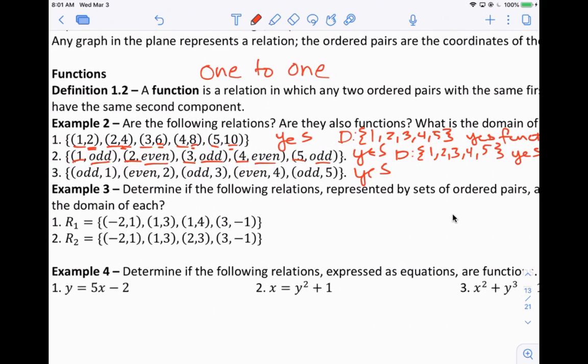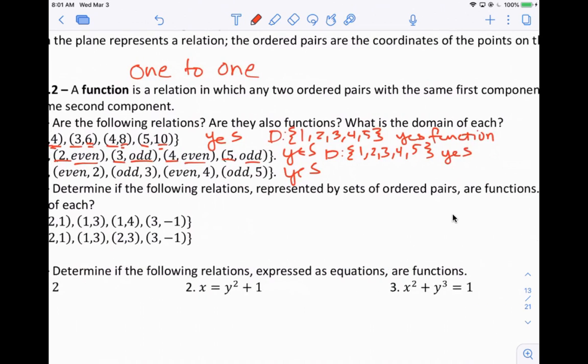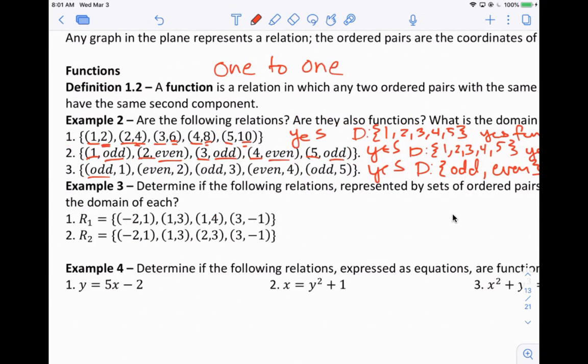All right, but if we were to reverse that, we get this relationship in number 3. The domain has changed now. The things we are inputting, the independent variables, are odd and even. And there's only 2 options here. I see odd, even, odd. We don't need to list all 5 of them just because they're used 5 times. These are the 2 things that are in this domain, odd and even.